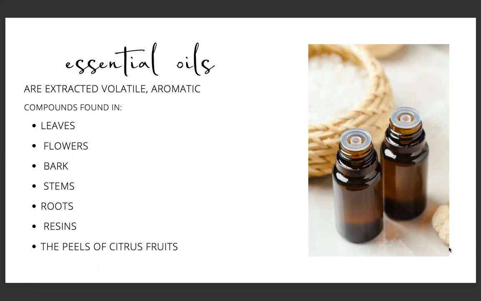So, just to reiterate, essential oils are extracted volatile aromatic compounds that are found in the leaves, the flowers, bark, stems, roots, resins, and peels of citrus fruit. And the essential oils, the extracts that are actually taken from the plants, are the things that give the plant their ability to survive. It's what gives the plant their ability to thrive in the environment that they're in.